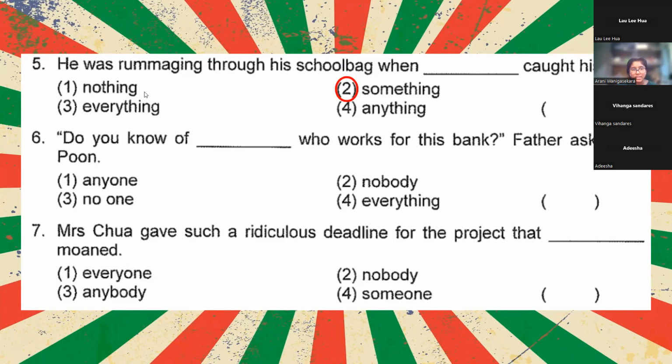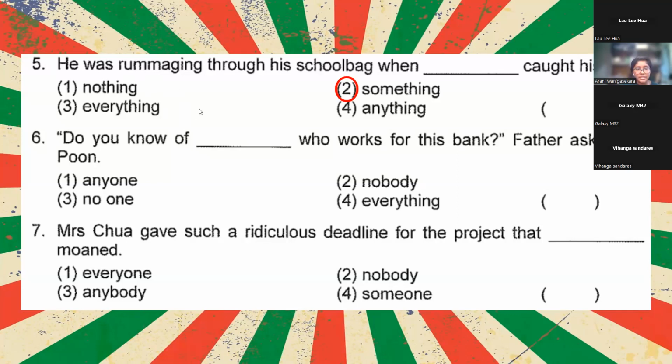Why is it not nothing? Does anyone have any idea? Because he saw something in his eye. Sajina, yes, exactly. He saw something, right? So you can't say nothing.